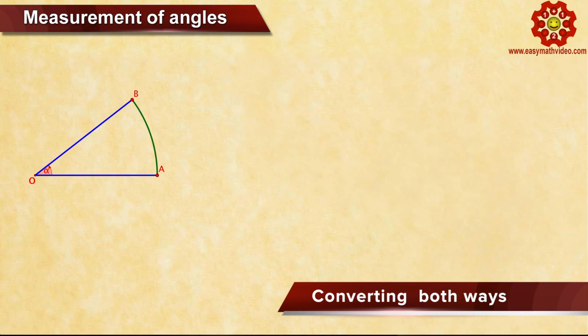The simplest way is if you write one proportion. Alpha in degrees relates to alpha in radians, as 180 relates to pi. After the multiplication, where the product of the external members is equal to the product of internal members, we can easily express the angle in the form that suits us.